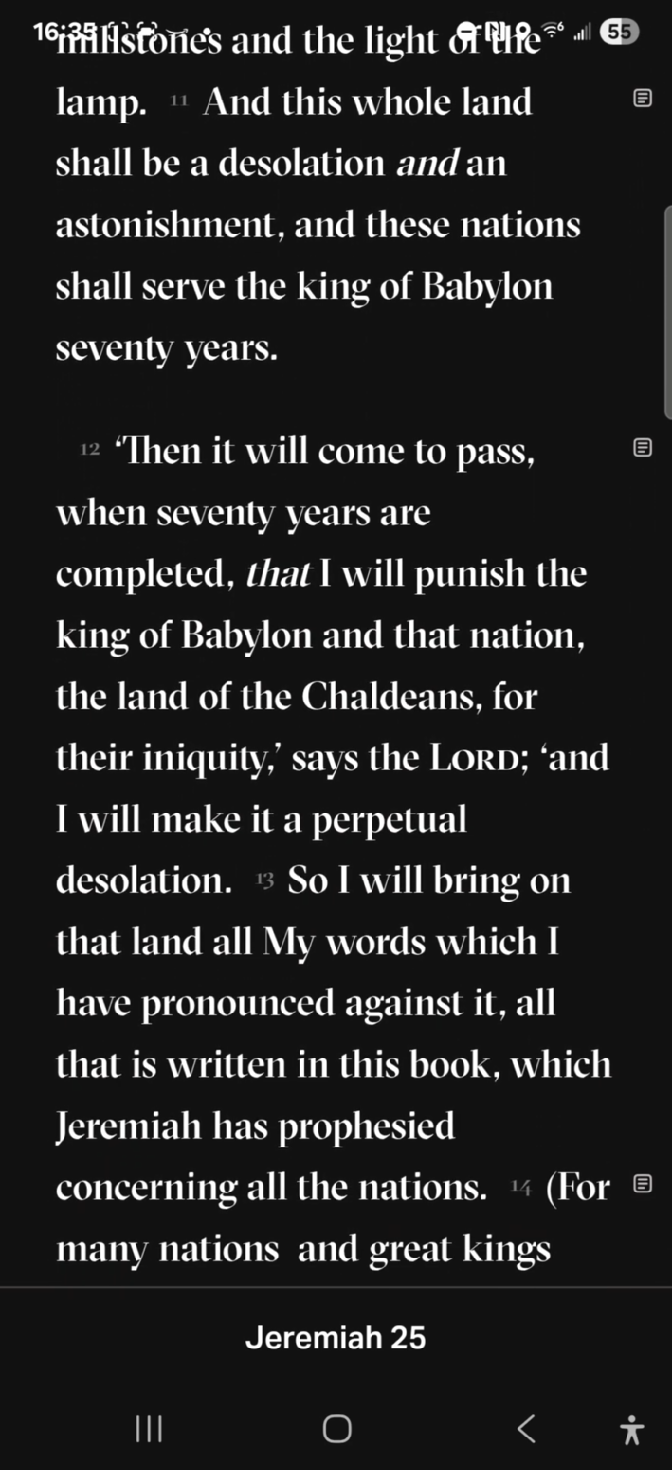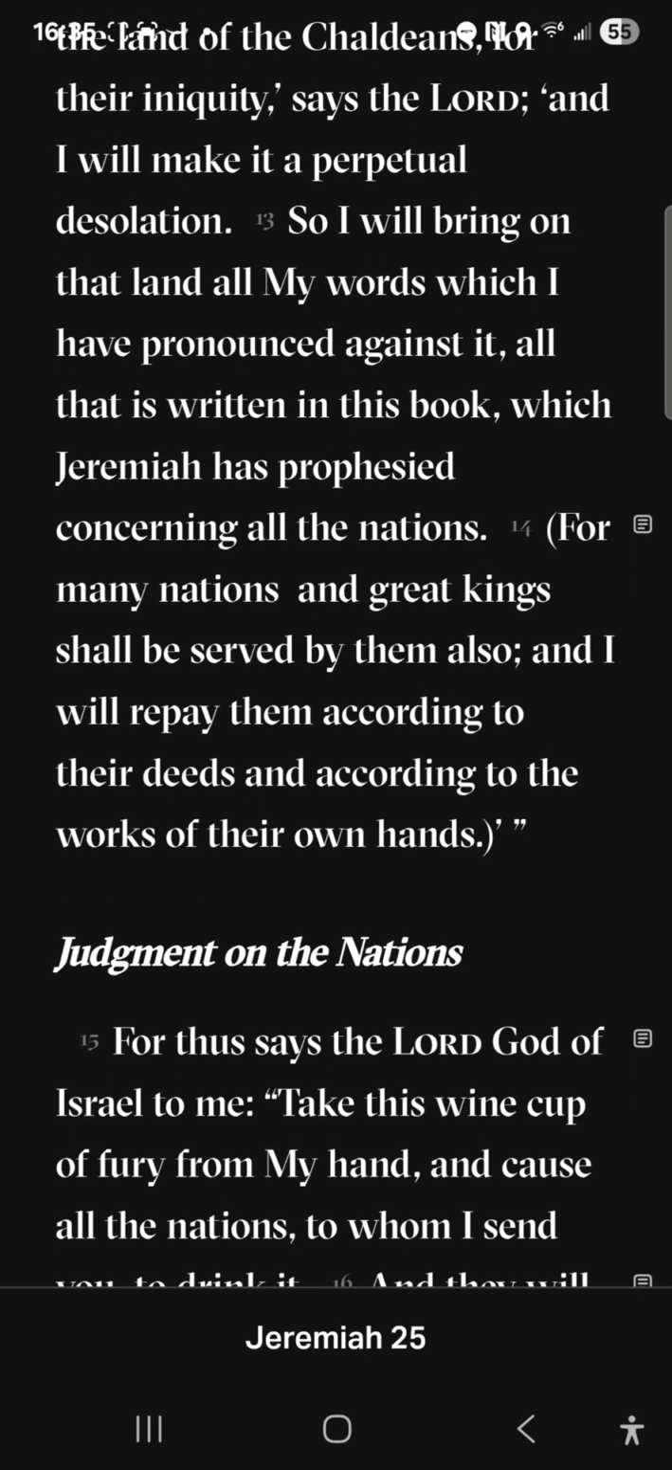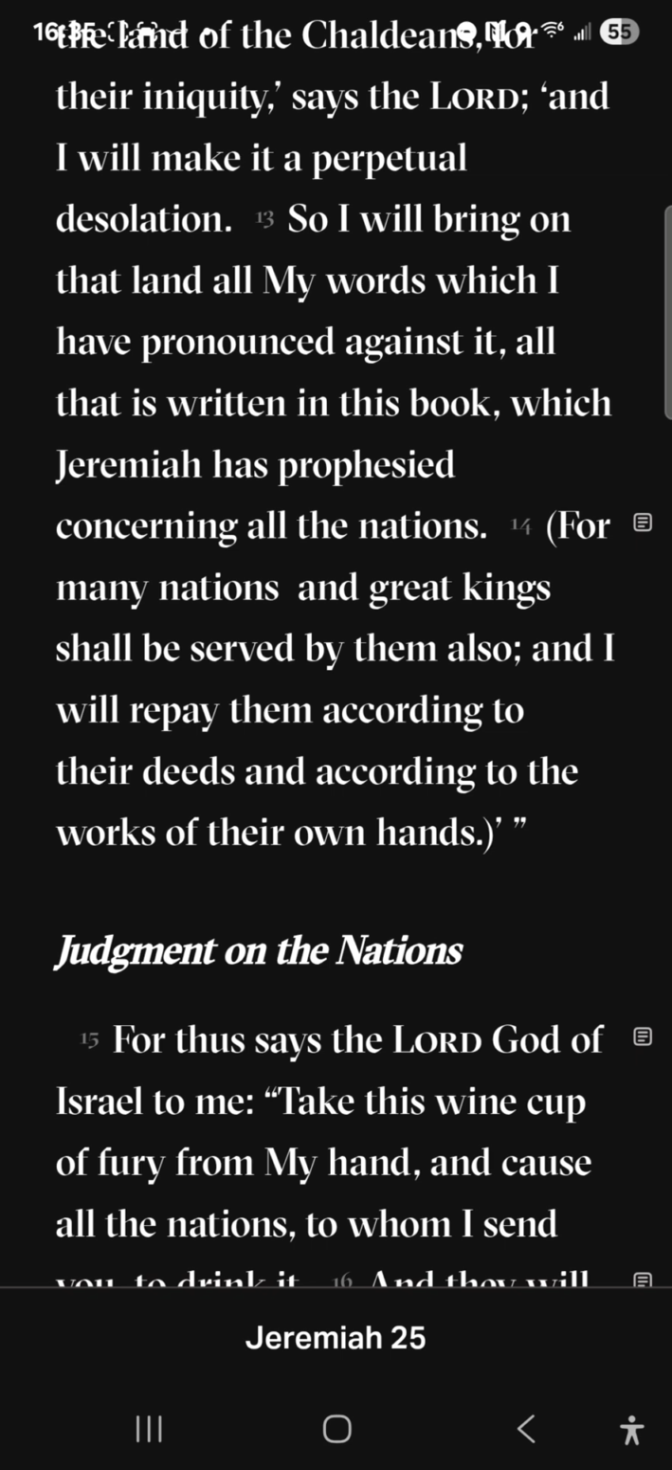Okay, and then it says, then it will come to pass when 70 years are completed, that I will punish the king of Babylon and the nation, the land of the Chaldeans. If you think about what we just read in Yahuah 47, it talks about Babel and the Chaldeans. For their iniquity, says Yahuah, and I will make it a perpetual desolation. So I will bring on that land all my words which I have pronounced against it, all that is written in this book, which Yirmiyahu has prophesied concerning all the nations. For many nations and great kings shall be served by them also, and I will repay them according to their deeds and according to the works of their own hands.